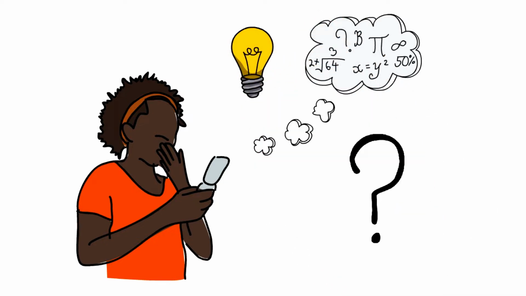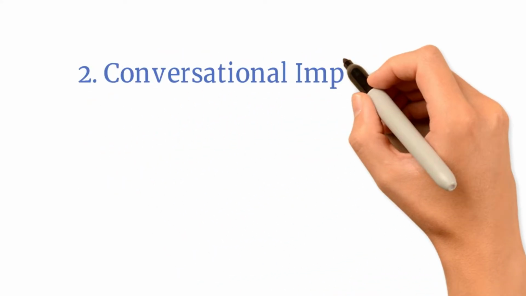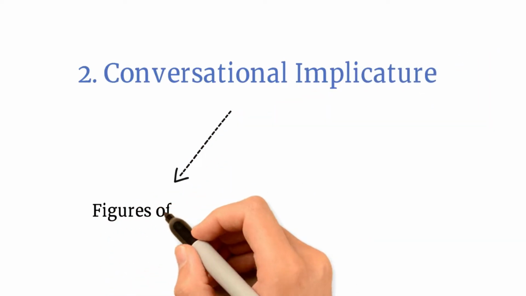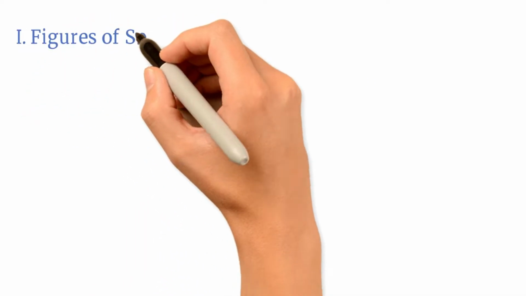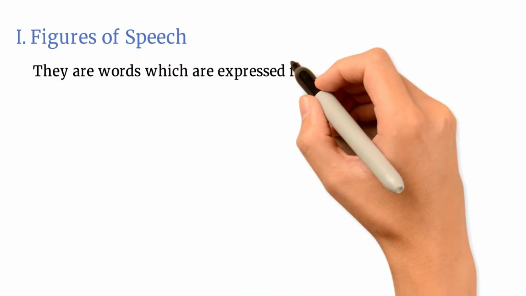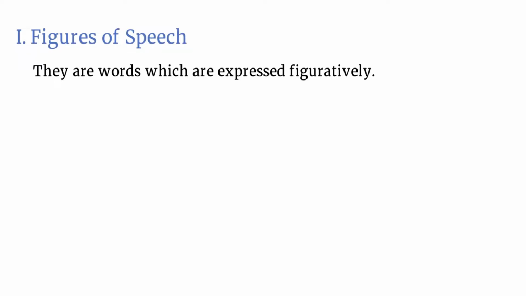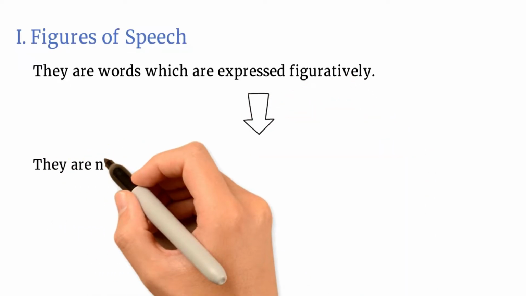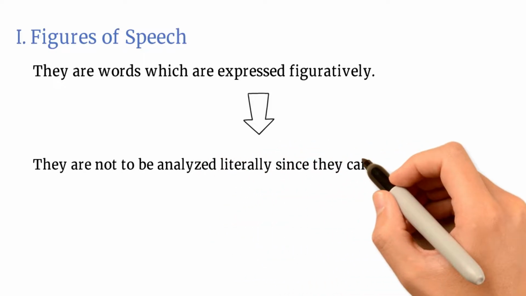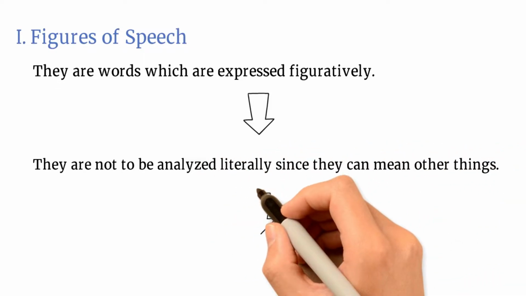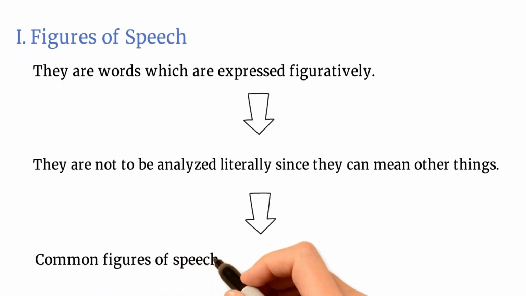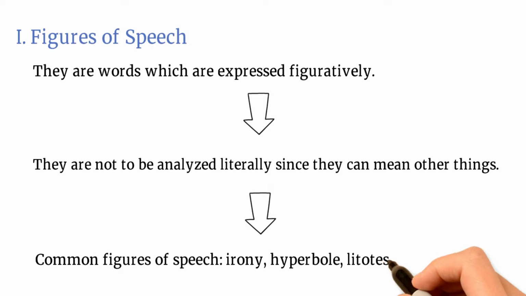Now that we're done with the types of conversational implicature, we are going to move on to the common forms of conversational implicature. It can come in many forms, mainly using figures of speech and modes of speech. The first one we are going to discuss is figures of speech. Figures of speech are words which are expressed figuratively. Therefore, it has to be noted that figures of speech are not to be analyzed literally, since they can mean other things. Some common figures of speech are irony, hyperbole, litotes, and metaphor.